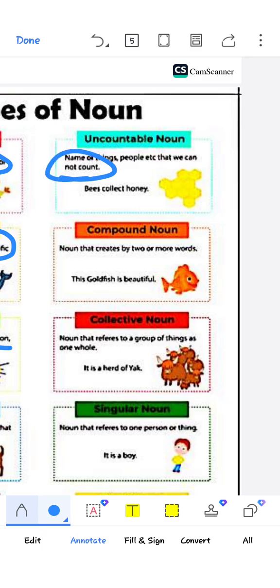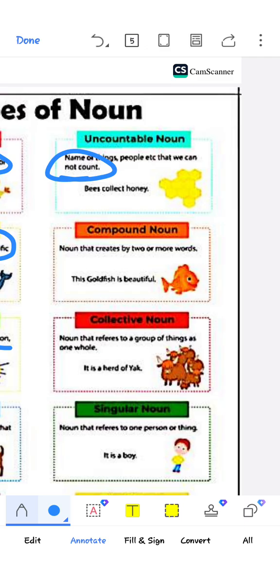For example, water. Can we count water? No. Can we count that 1 or 2 water is in the bottle? No. We can measure it, but we can't count it. So this is uncountable noun. Next is hairs. The hairs on your head. Can we count them? No, we can't count them. Now, they are millions, billions. So we can't count them. So these are uncountable noun.